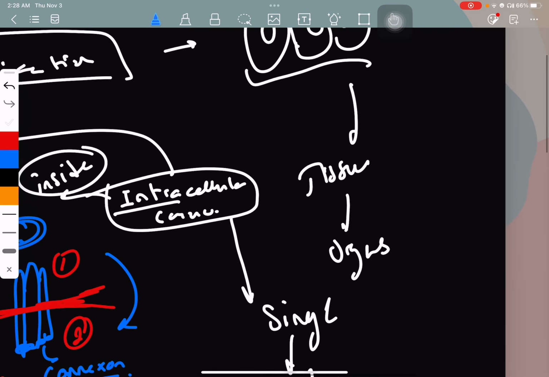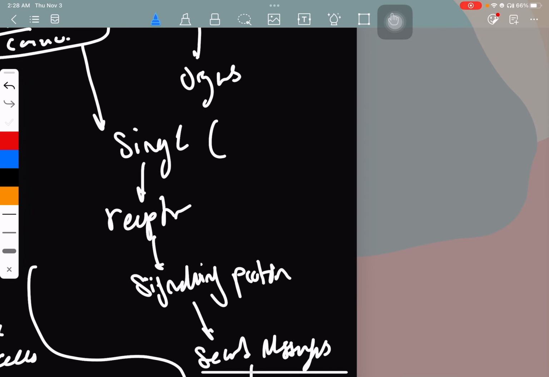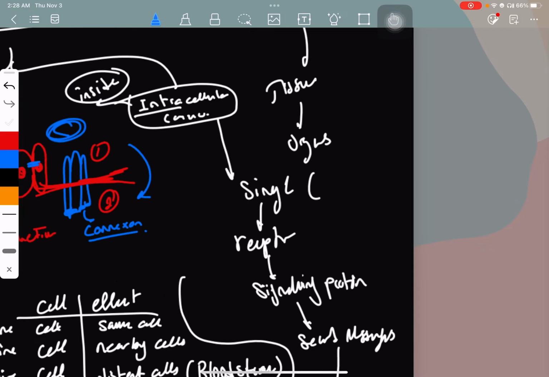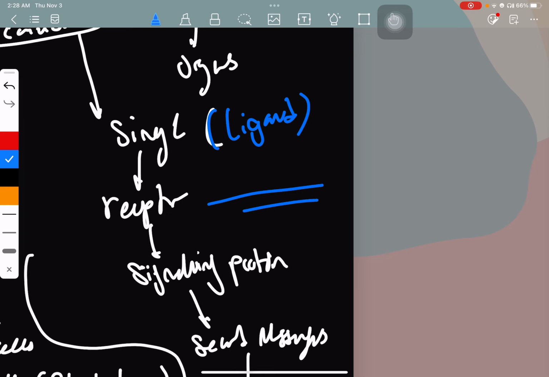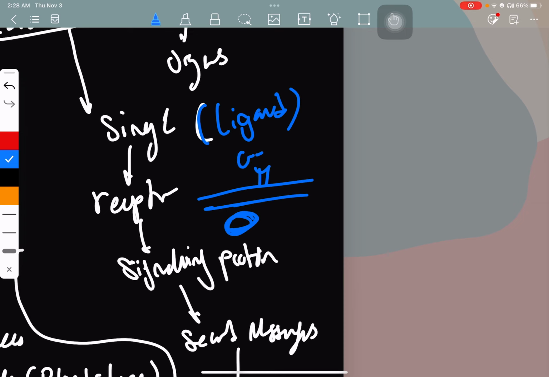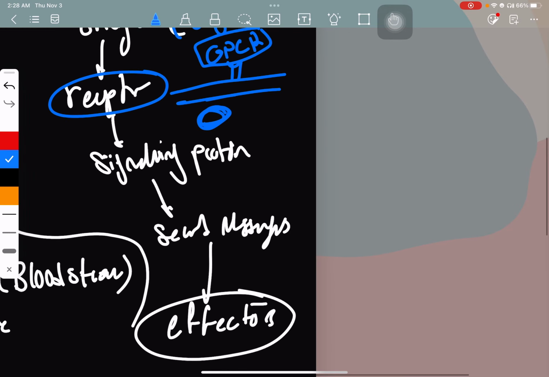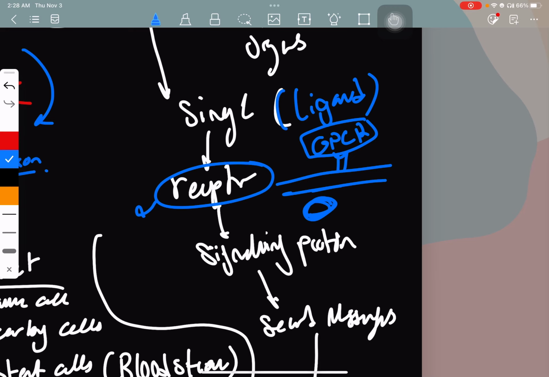So the intracellular response is that you have a signal come in. We call a signal a ligand. It's any substance that comes in. Then you have a receptor. In most cases, this receptor is in the membrane or inside the cytoplasm. For example, you have your G protein coupled receptors, which are a type of receptor found in the plasma membrane. Here it's very important to understand the relationship between structure and function.